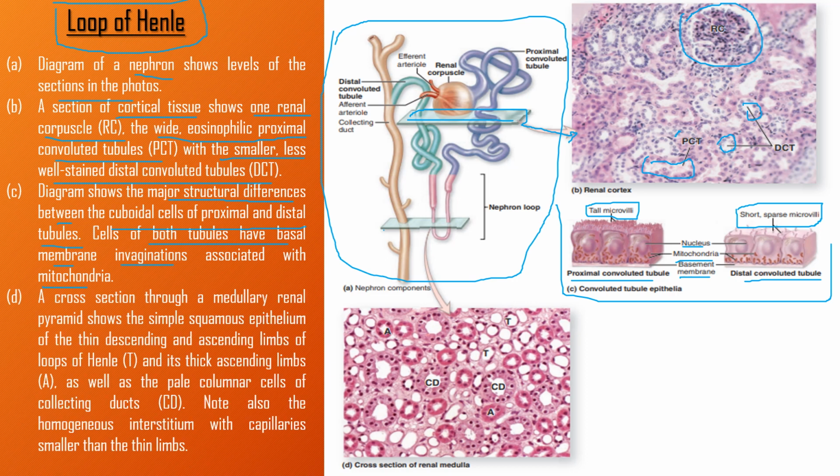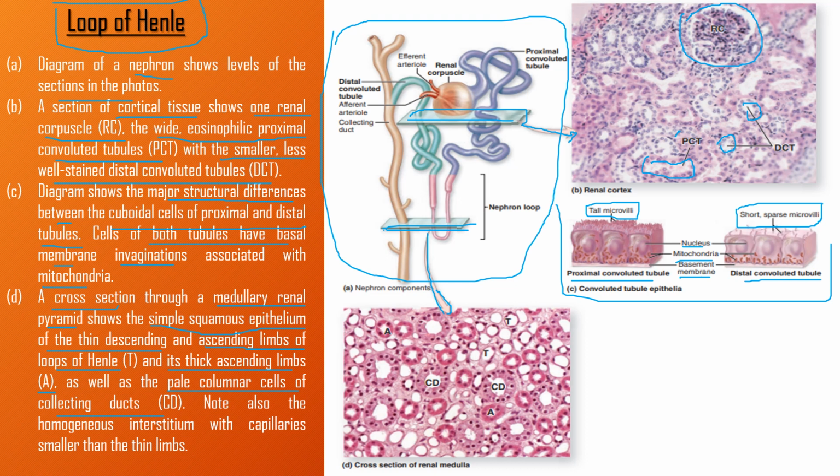Now after that we'll take one more section from here and magnify it, and we'll see a cross section through the medullary renal pyramid. This is the medullary renal pyramid section, which shows the simple squamous epithelium of the thin descending and ascending limb of the loop of Henle and its thick ascending limb, as well as pale columnar cells of the collecting ducts.